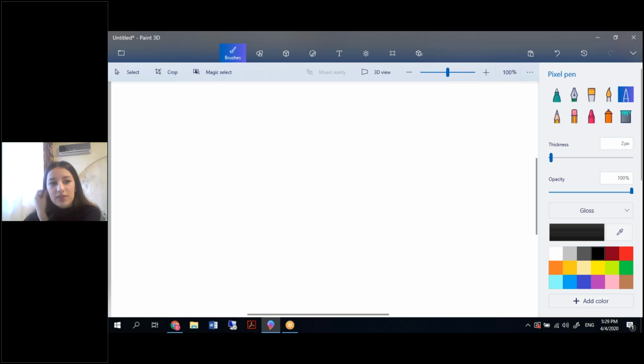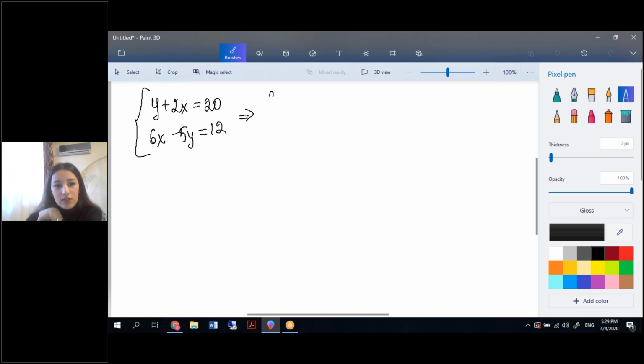We have different methods. For example, let's consider the simultaneous equations 2x plus y equals 12 and 20 minus 5y plus 6x equals 12. First of all, let's write y under the y and x under the x so we can clearly see what we have. So now we have different methods. For example, the first one is the substitution method.